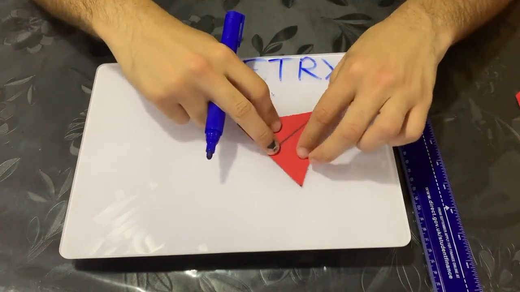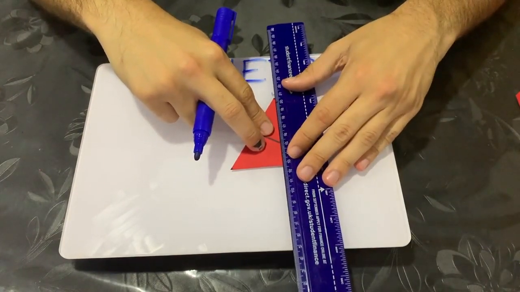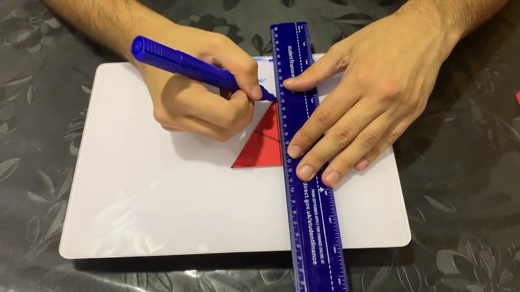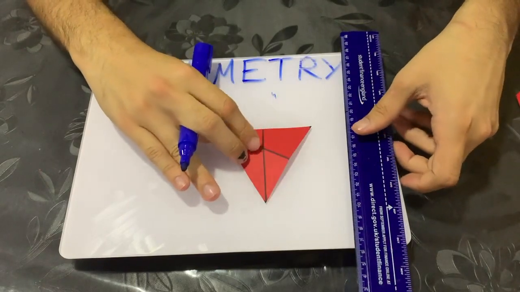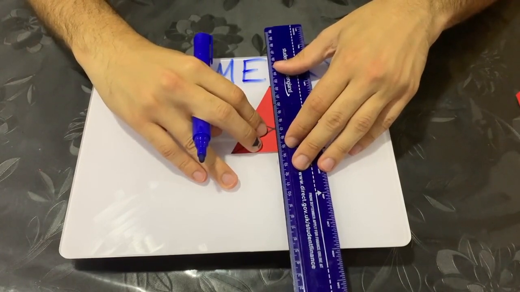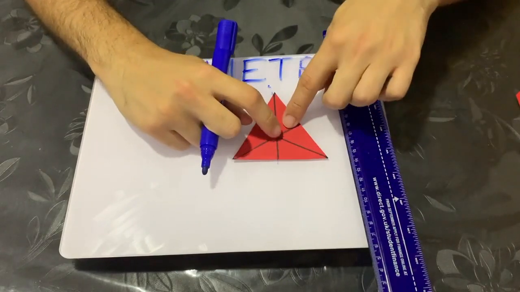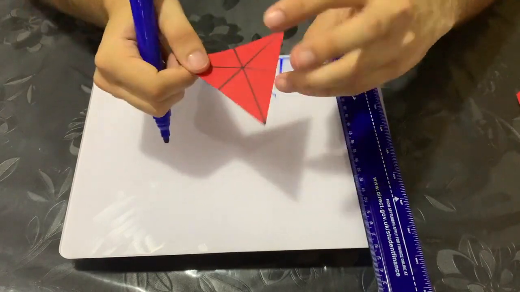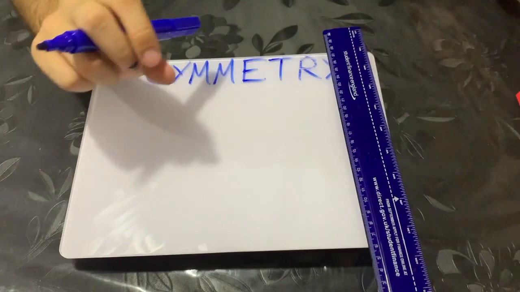Now, if I turn my triangle, I can draw another line. And this will be my second line of symmetry. Okay, so that's two, and I can turn it again this way. And that will be my third line of symmetry. And you can see that they all meet in the middle, which means that they're definitely symmetrical. Okay, so my triangle, my equilateral triangle, has three lines of symmetry.